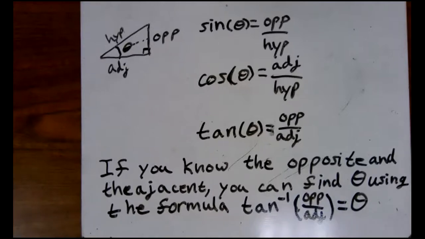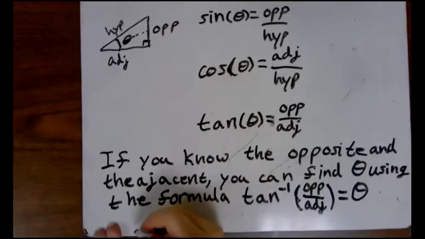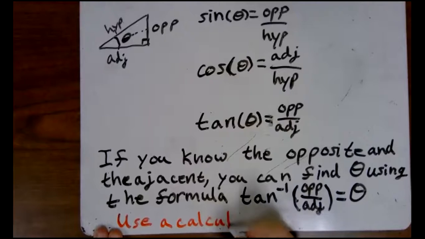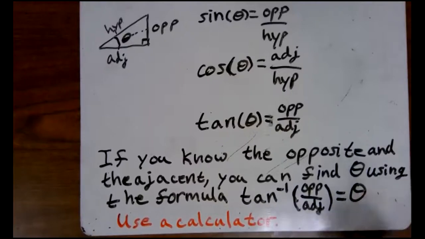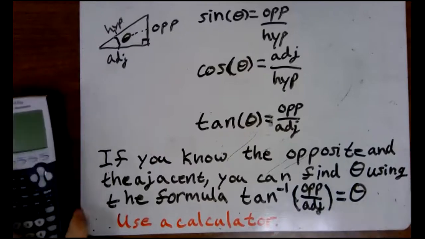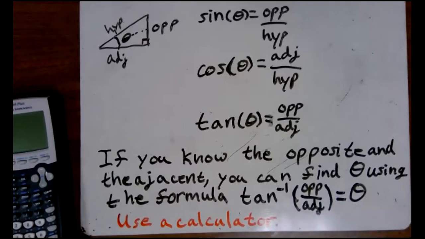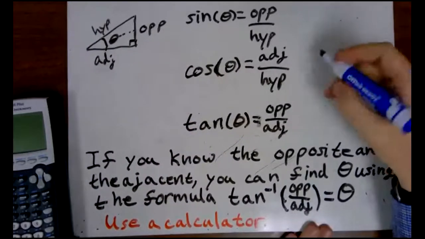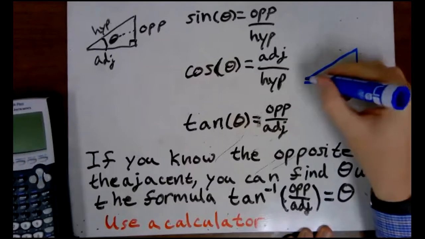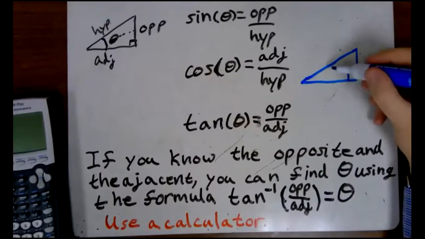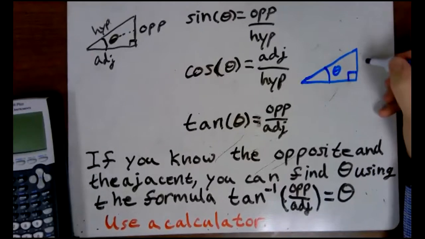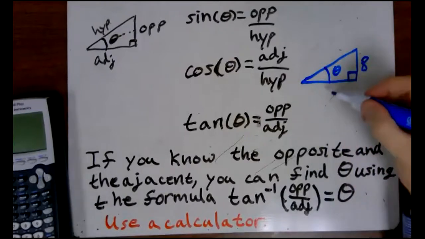Now, this is not really something that is easily done in your head. So use a calculator or use Desmos or something. It can be done with your head or by hand, but only for special, easy to work with angles. So, for example, I'm trying to find theta. And I know that this side has a length of 8. And this side has a length of, let's say, 14.